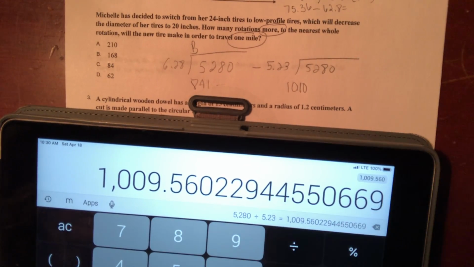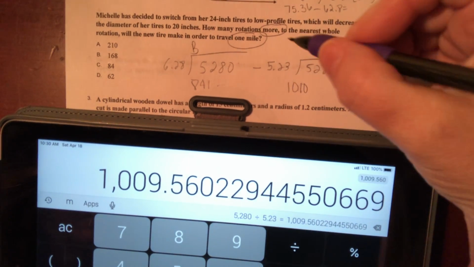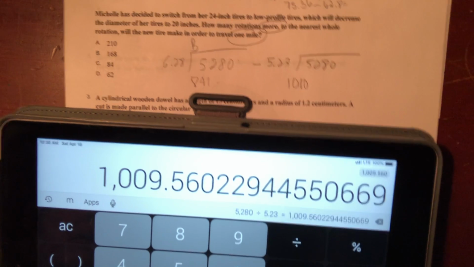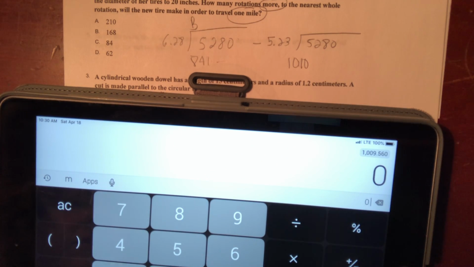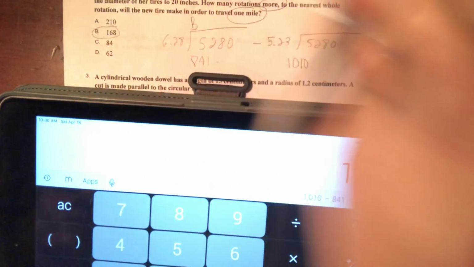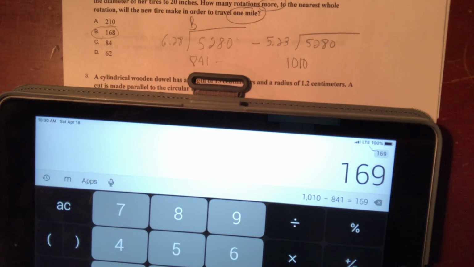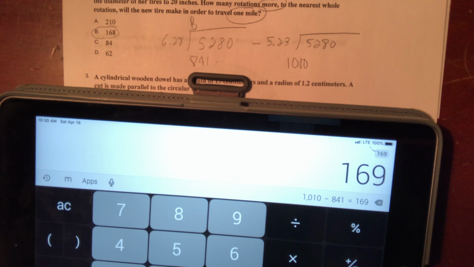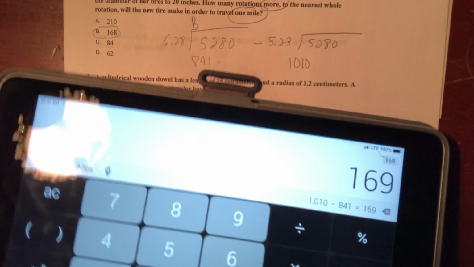So now what we have, and again, this is pretty complicated, I'm crossing my fingers we're going to get it right. What is the difference between 1010 and 841? So let's see. 1010 minus 841 is 169. Well, it's pretty close to B, and I just looked at the answer and it's right. So that was a lot of stuff. I know some of you probably would have given up on that at some point. I know I might have given up on it if I wasn't trying to make a video, but you just need to get as close as you can.